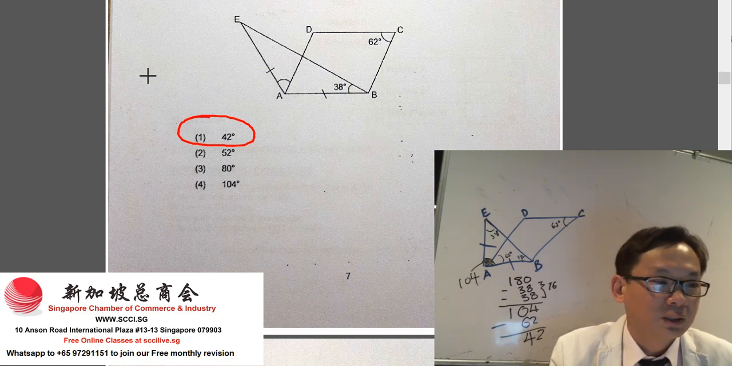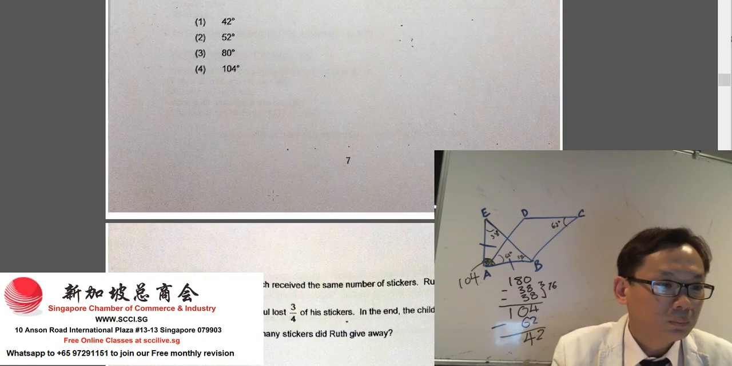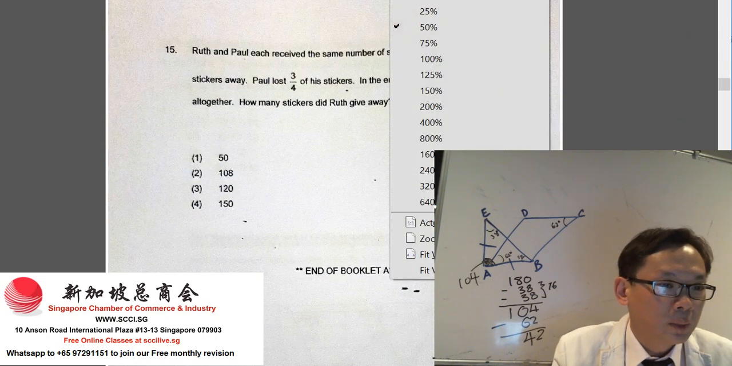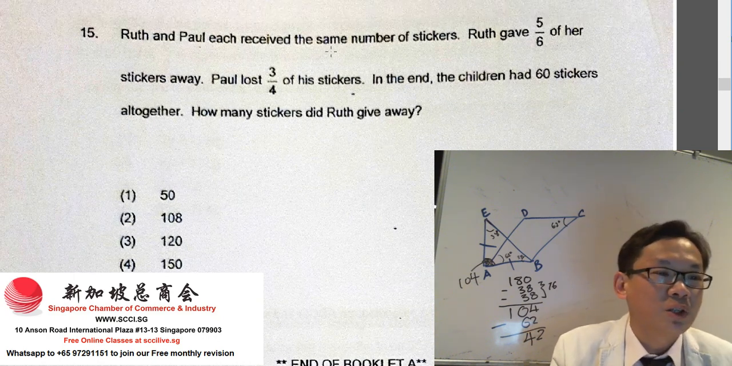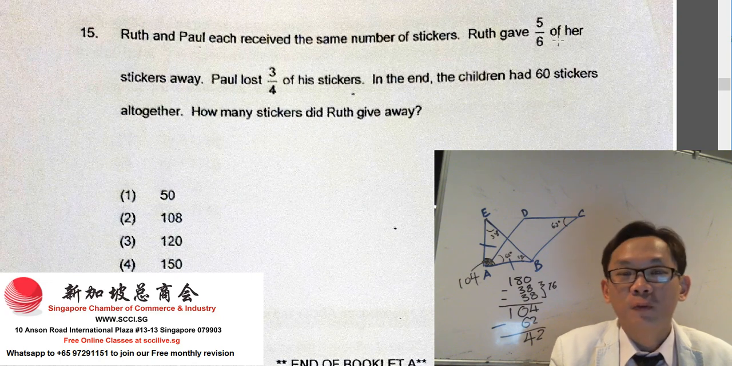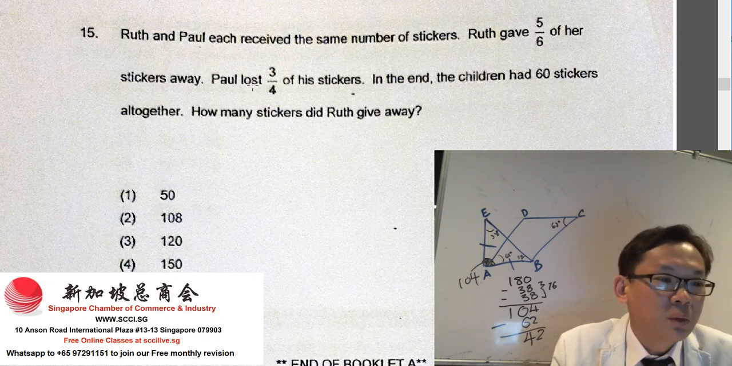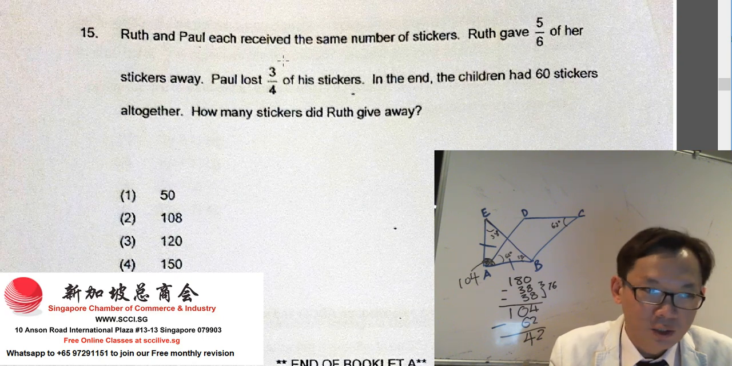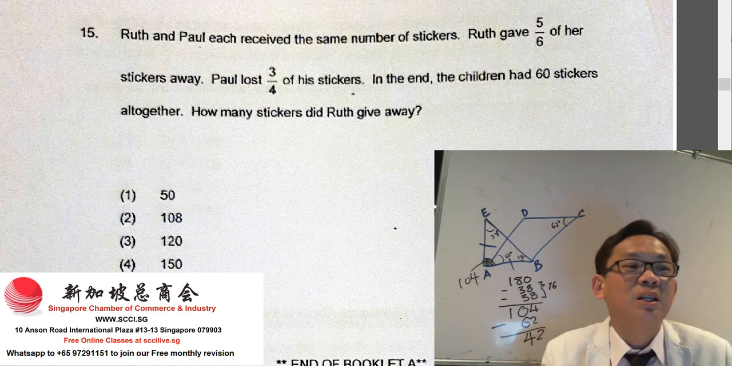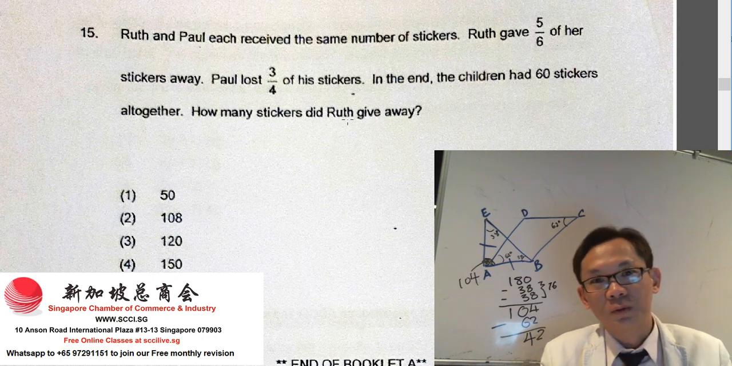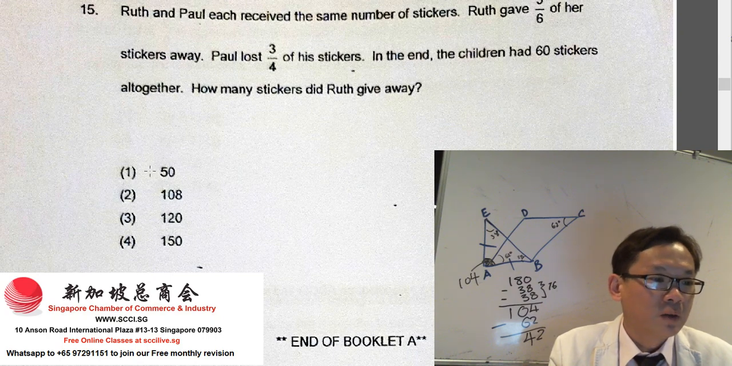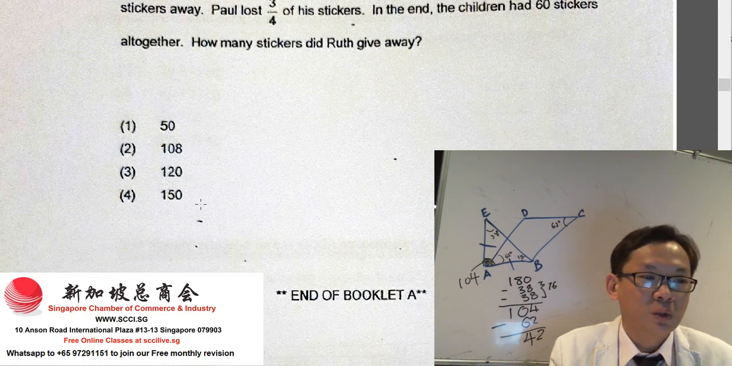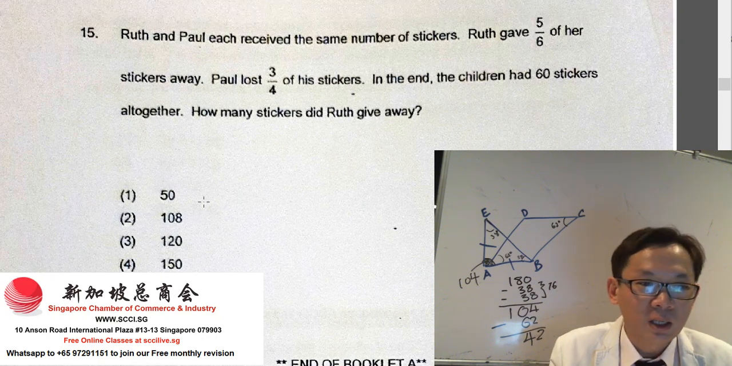Now let's delete it away. Let me bring it up. The question now states that Ruth and Paul each received the same number of stickers. Ruth gave 5/6 of the stickers away. Paul lost 3/4 of the stickers. In the end, the children had 60 stickers altogether. How many stickers did Ruth give away? The answers are 50, 108, 120, 150. Take a moment, take a look at it, and see whether you can get the right answer first.